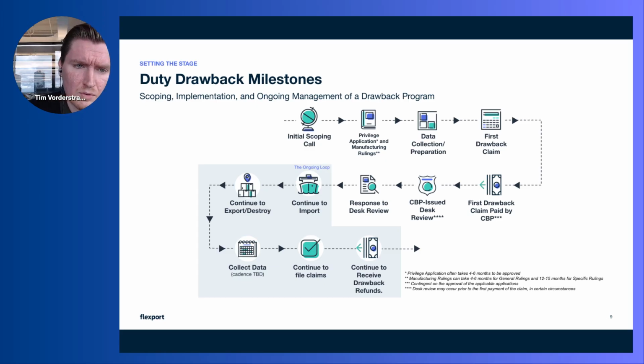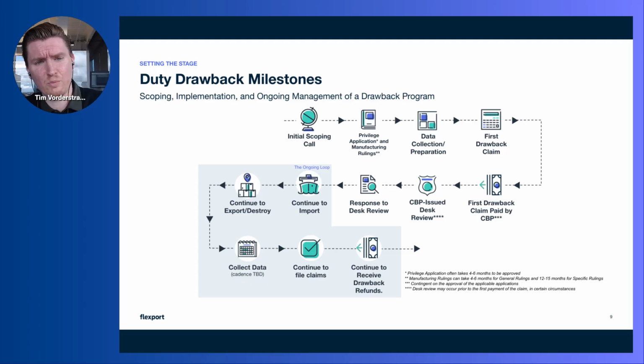And then you get into the next phase of your drawback program, which is where, if you've been doing drawback before, this is where you live, right? You continue to import, you continue to export and destroy, continue to manufacture whatever it is that your business does. And then we establish an ongoing cadence, right? When we set up programs, we do an initial look back for the last 5 years of imports, exports, destructions, and then we set up a regular cadence moving forward so that you have that ongoing benefit of drawback, and we continue to file those claims and continue to receive those refunds.